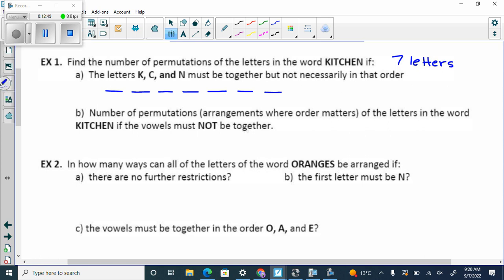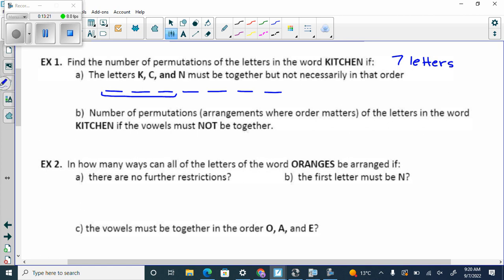Now it says K, C, N have to be together. They could be together at the front, or between the first 2 letters, or the next 2 letters, the next 2 letters, or at the back. And it would make all different words with K, C, N together. We agree? So the easiest way, I think, to deal with it is to put them together at the very front and then move them after. So when it says something has to be together, I hook it together at the front. So I'm going to hook these 3 letters together, and force KCN to be hooked together so they're stuck together.